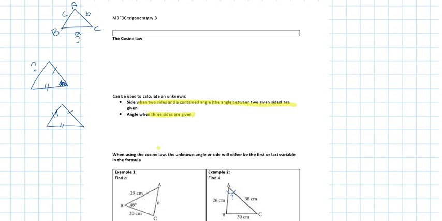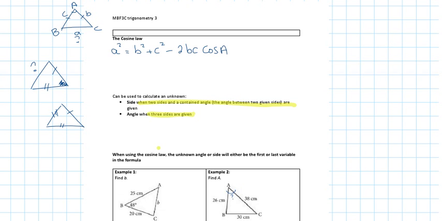So they should give you side C, side B, and angle A for you to be able to solve for side A. So the formula is this: A squared equals B squared plus C squared minus 2BC cos angle A. Now these formulas will be given to you, okay? But you just have to know which formula to use.